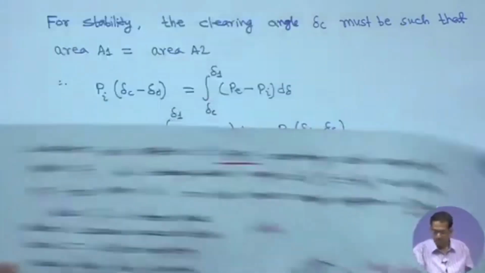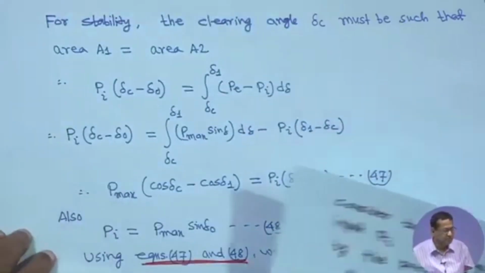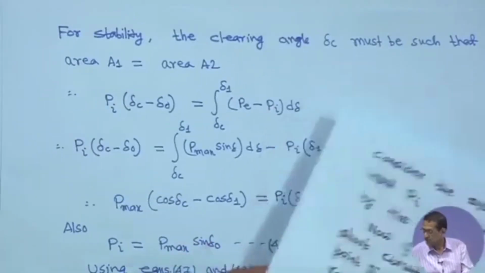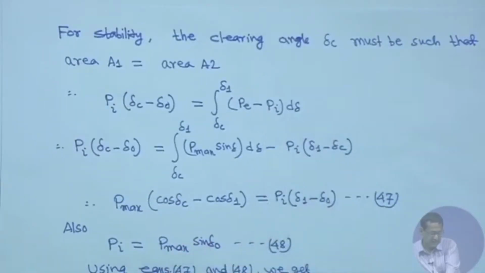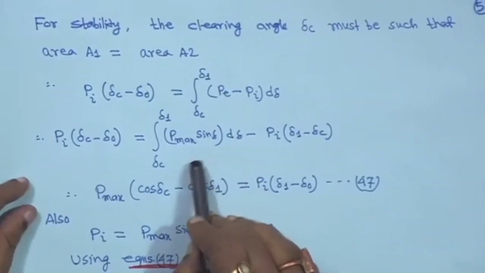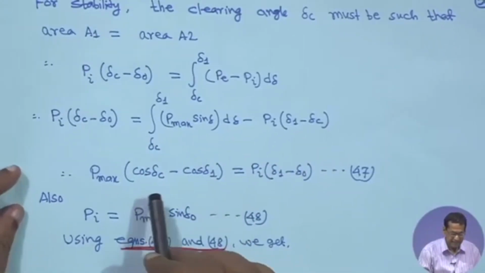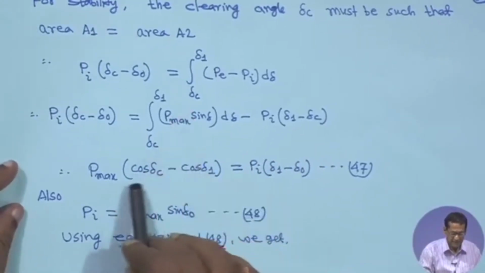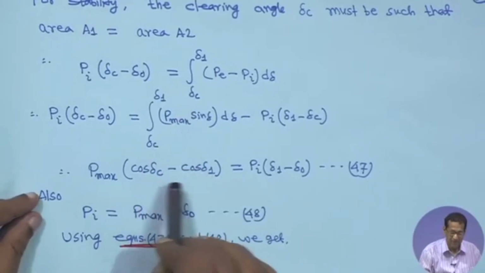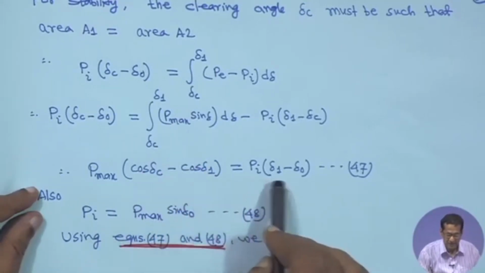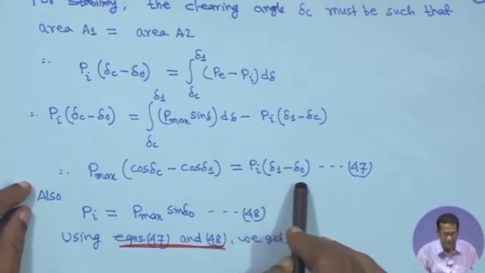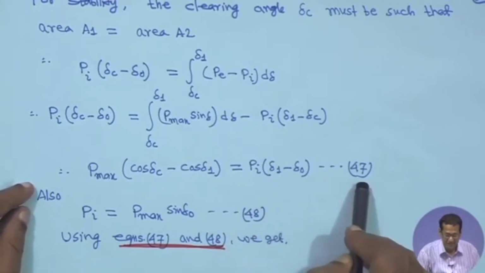So, if you integrate this one from this to this, then ultimately you will get the relationship, P max into cosine delta C minus cosine delta 1 is equal to Pi into delta 1 minus delta 0, upon simplification. This is equation 47.